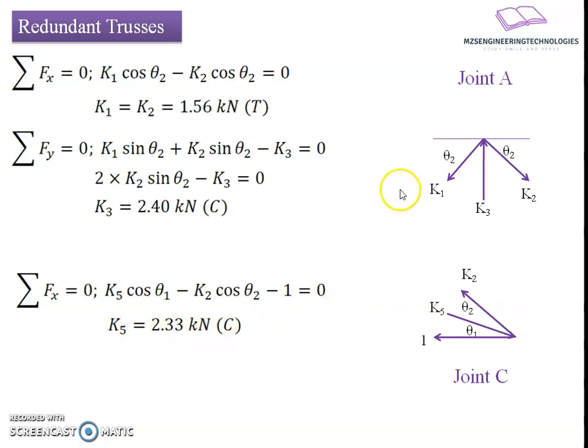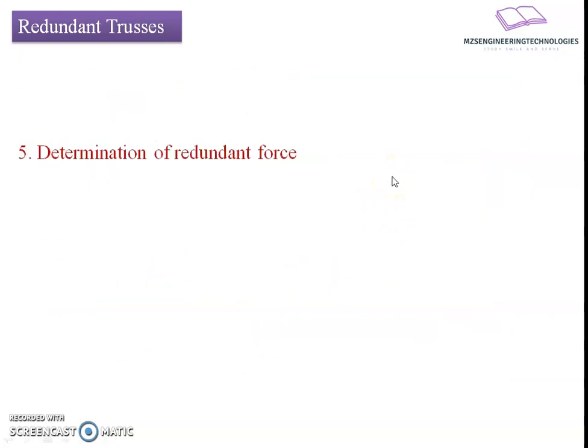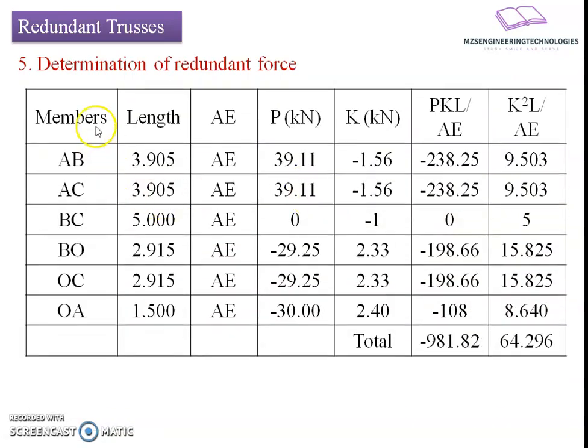After knowing the K forces and P forces, I will put the result in a tabular format so as to have the product here. The first column will be of member: so member AB, AC, BC, BO, OC, OA. Likewise, then the respective length which we have found with reference to geometric relation. AE is given as a constant, that's why I put AE as a constant here. P values we have got 39.11, 39.11, they are compressive, whereas 29.25, 29.25 are tensile, that's why negative sign is in there, and minus 30 that was the member force OA.